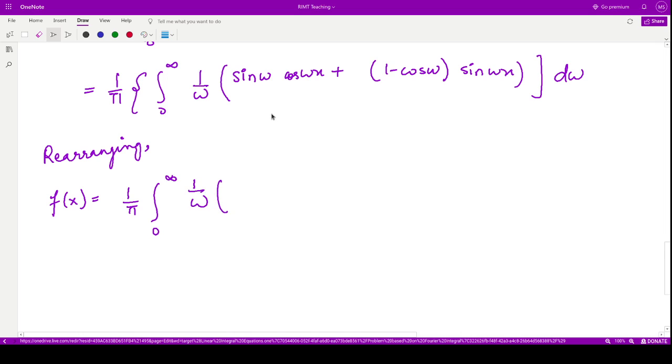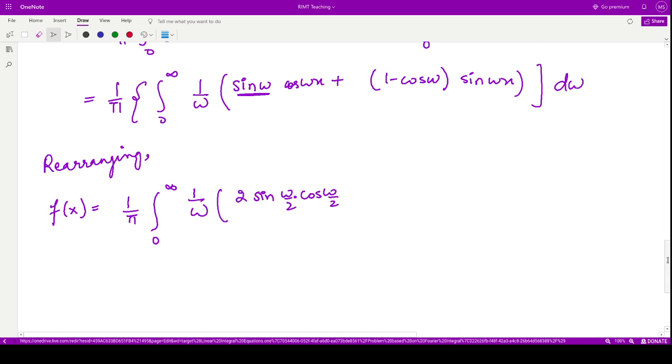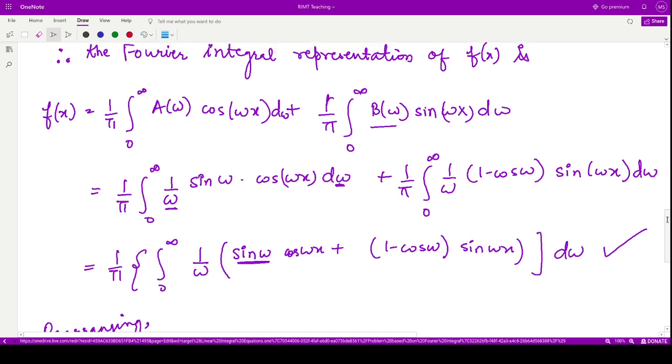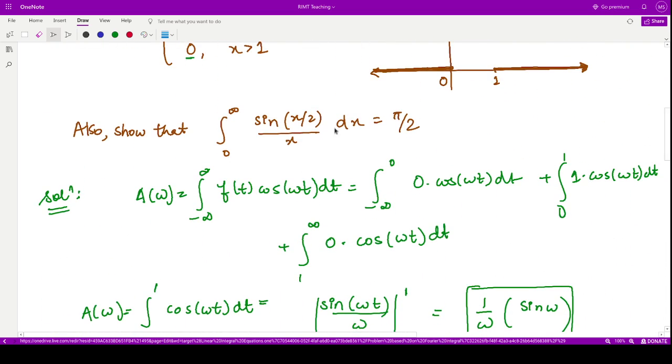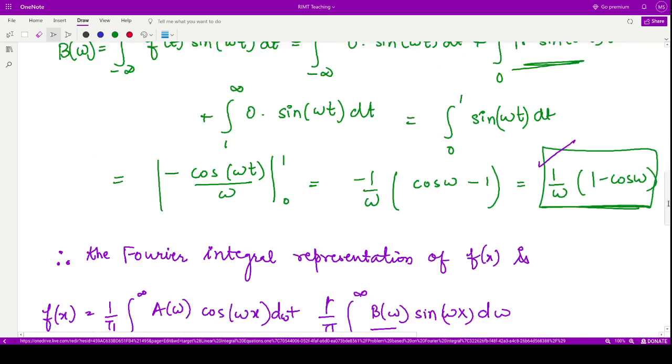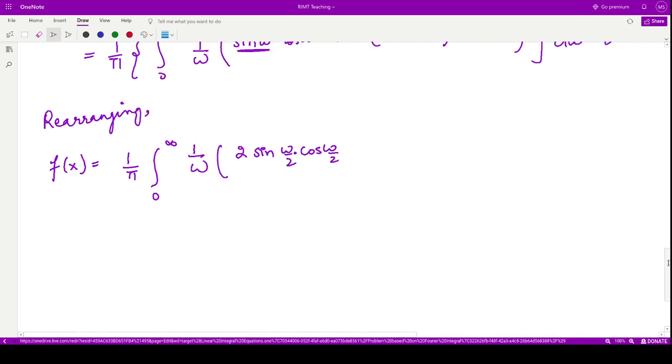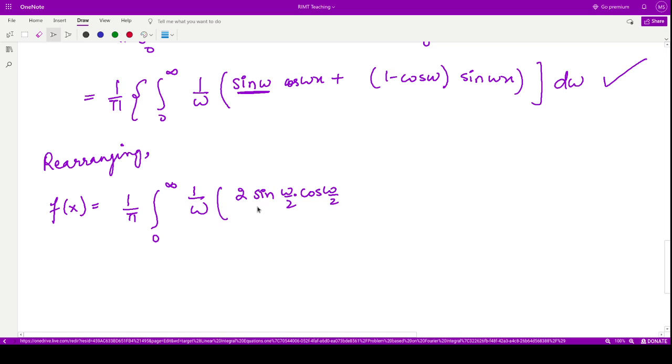Now in place of this sine omega, can you use the double angle formula? So according to that, you would be getting 2 sine omega by 2 cos omega by 2. Now we have written the Fourier integral representation as this term, right? But in the question they are also asking you to determine this thing. So I am proceeding over to that. So here I have written in place of sine omega the value 2 sine omega by 2 into cos omega by 2, right? And cos omega x as such.